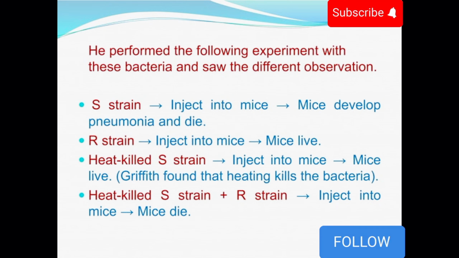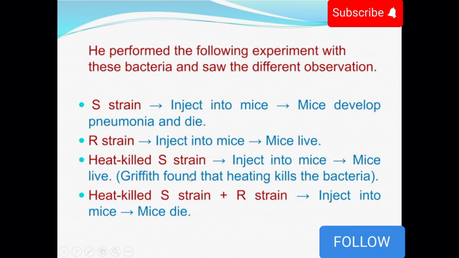So he performed the following experiments with these bacteria and saw different observations. Or we can say that he performed four types of experiment. First of all, he injected S strain into the mice. Mice developed pneumonia and died. Then in the second experiment, he injected the R strain into the mice and they lived. In the third experiment, he killed the S type of bacteria with heat. The heat killed S type strain bacteria, when entered into the mice, the mice lived.